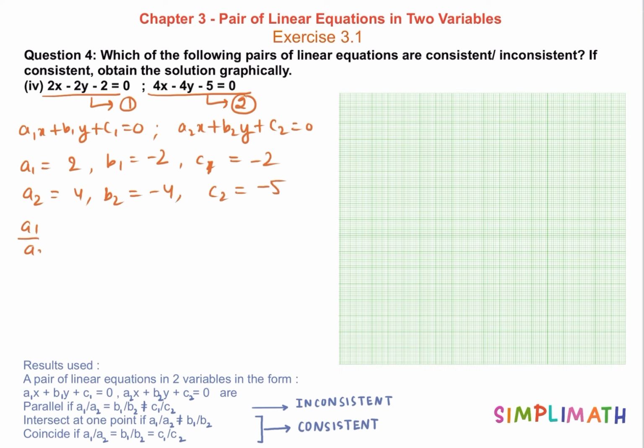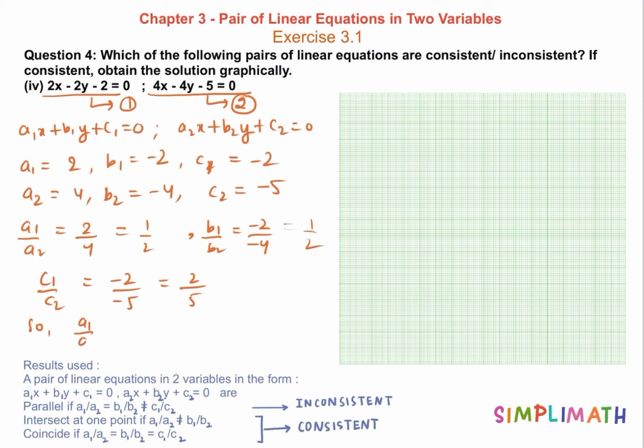So a1 by a2 equals 2 by 4, which is equal to 1 by 2. b1 by b2 equals minus 2 by minus 4, which is equal to 1 by 2. And c1 by c2 equals minus 2 by minus 5, which is equal to 2 by 5. So we have a1 by a2 equals b1 by b2 but not equal to c1 by c2. And when does this happen?